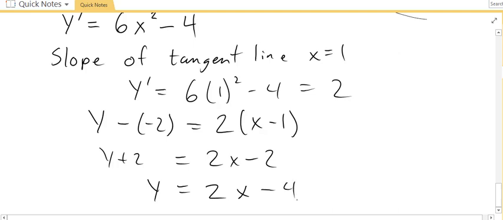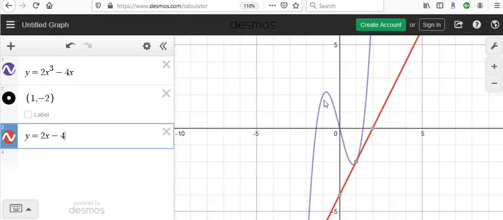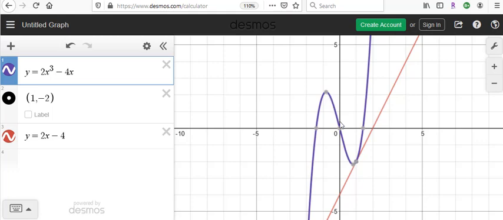Again, let's just go ahead and pull up a graph to check this. As we graph this curve, we see what we expect here. Here, in purple, we've got our curve y equals 2x cubed minus 4x. Here is our point 1, negative 2, and our red line is tangent at that point to the curve.